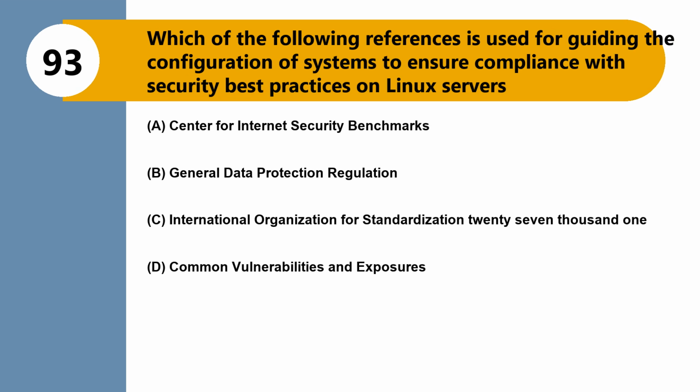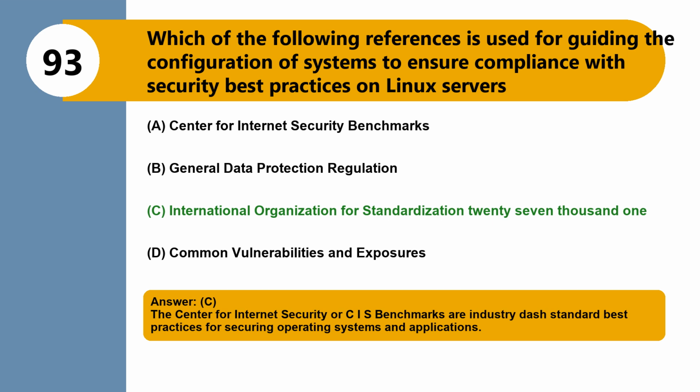Question 93. Which of the following references is used for guiding the configuration of systems to ensure compliance with security best practices on Linux servers? Option A, Center for Internet Security Benchmarks. Option B, General Data Protection Regulation. Option C, International Organization for Standardization 27001. Option D, Common Vulnerabilities and Exposures. The correct answer is option C, International Organization for Standardization 27001. The Center for Internet Security or CIS benchmarks are industry-standard best practices for securing operating systems and applications.